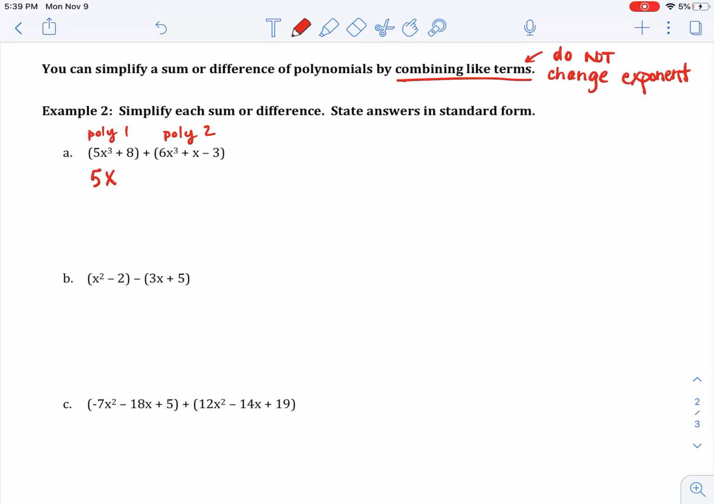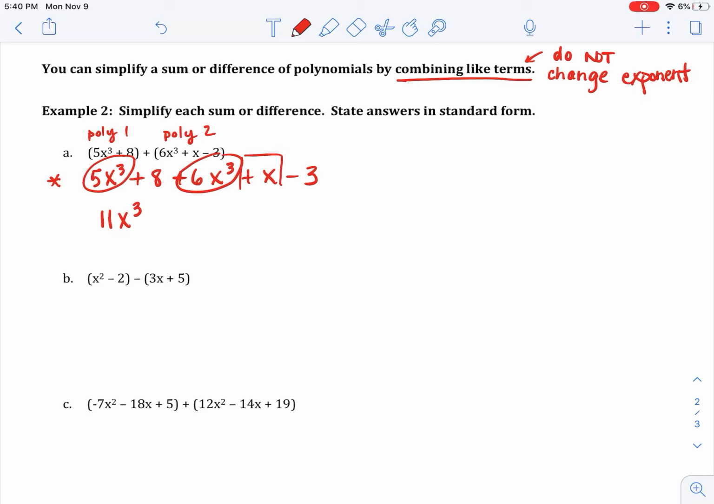Really, this could have been written as 5x to the third plus 8 plus 6x to the third plus x minus 3. You could have rewritten it without the parentheses. Now, I don't expect you to do that. I doubt anyone's going to take the time to rewrite it without parentheses. But if you do that, then it almost seems really obvious what the like terms are. The 5x to the third and the 6x to the third should be added. So we'll get 11x to the third.